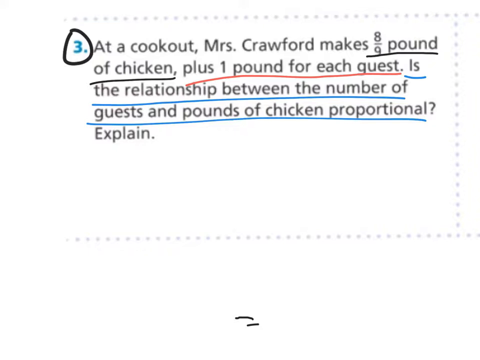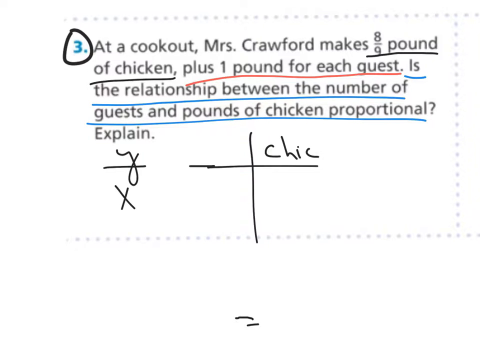Alright, so if we look at this, we can kind of think about what's happening. One thing you might think about, like we've been talking about, is, do we have a y divided by x that's going to be the same? And before we do that, we need to decide what our x and y are going to be. So we could have pounds of chicken per guest, or guests per pound of chicken. Pounds of chicken per guest seems to make more sense. So pounds of chicken would be our y, and the guests would be our x. That way when we do y divided by x, we're doing chicken per guest, okay?